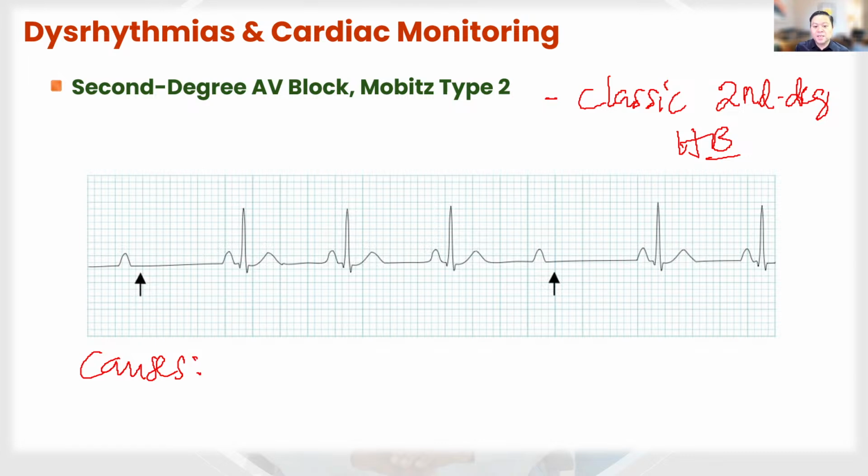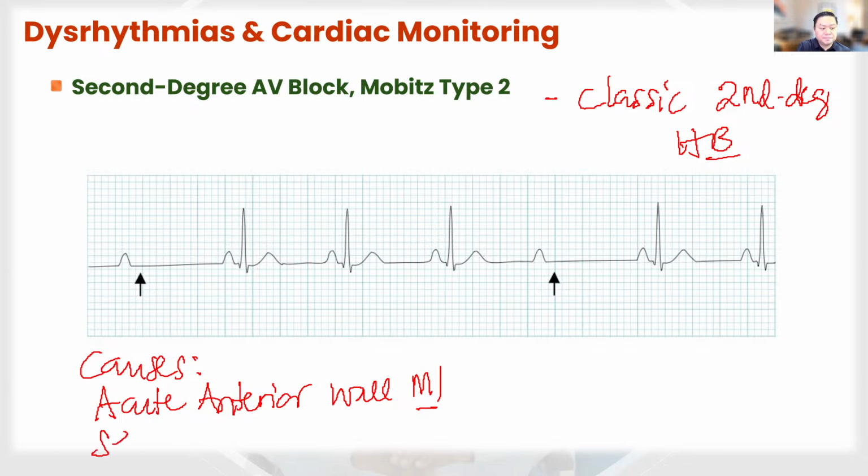Now, some of the causes for this type 2 heart block, we're still talking about the second degree here. It could be caused by organic heart disease or maybe acute anterior wall MI. Or it could be a severe coronary artery disease, severe CAD, or it could be acute myocarditis.